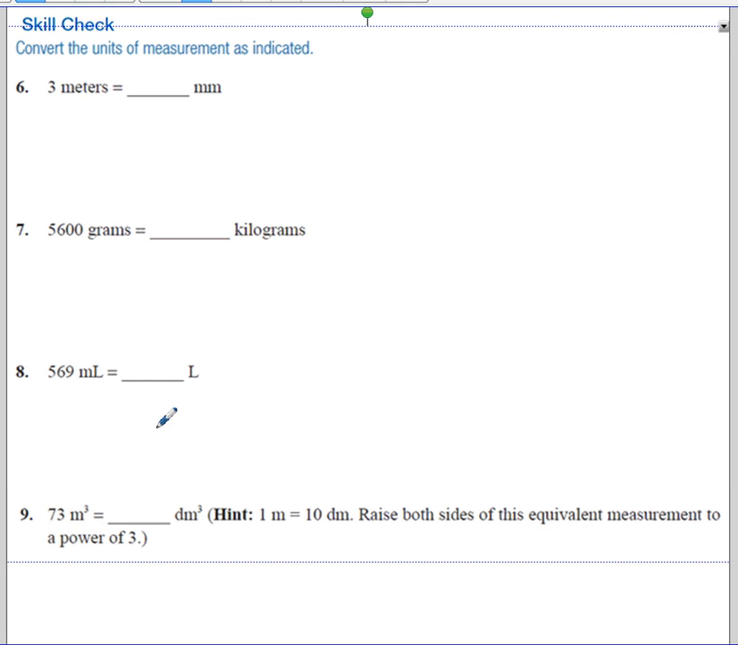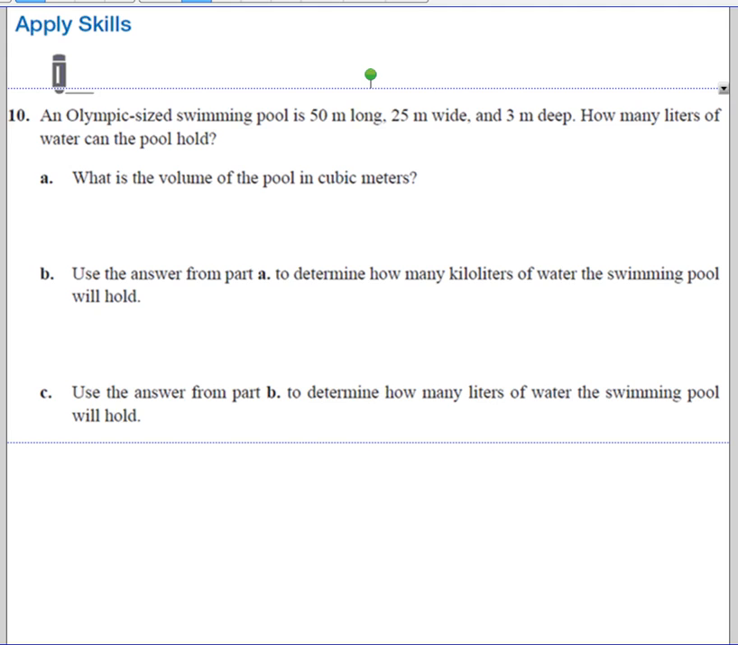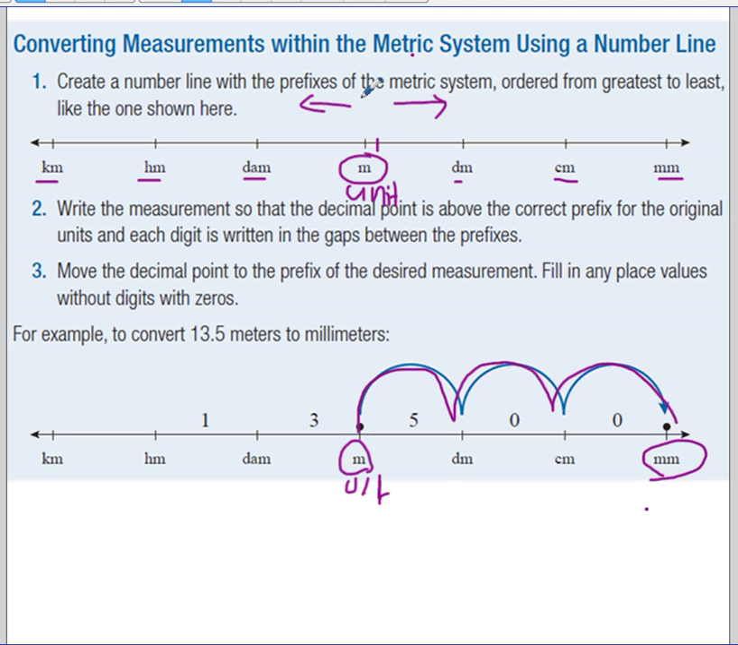And so here's your skills check to be able to do that. So for example, if you're looking at going from 3 meters to millimeters, 3 meters would be here. And to millimeters, we're going 1, 2, 3 spaces to the right. So we would need 1, 2, 3 zeros, so it would equal 3,000 millimeters.